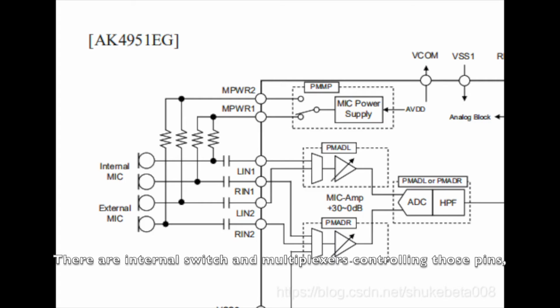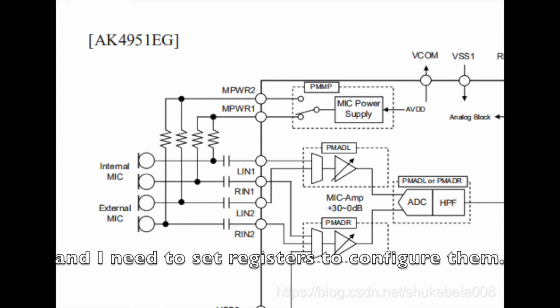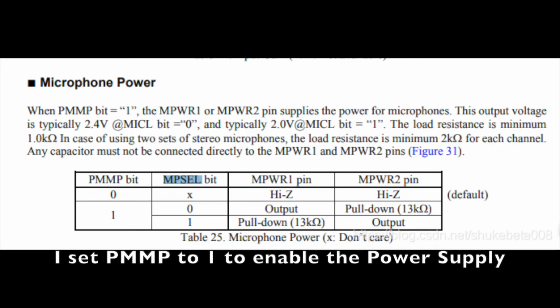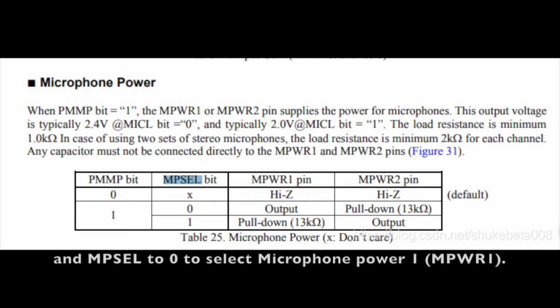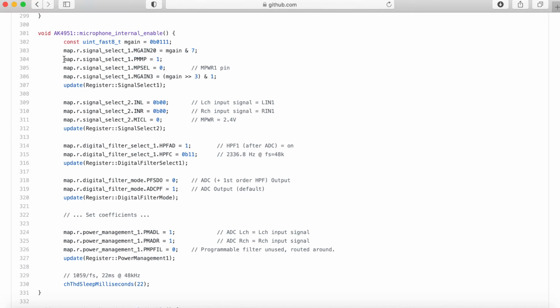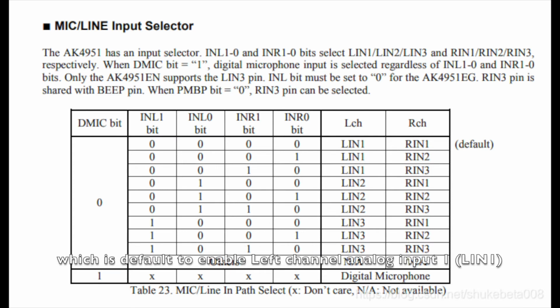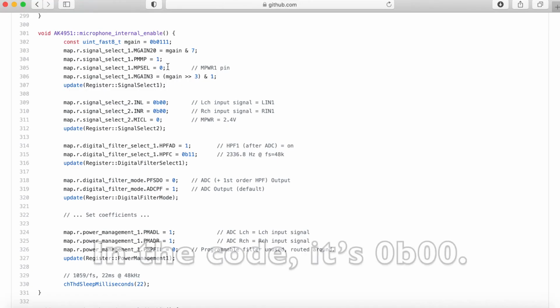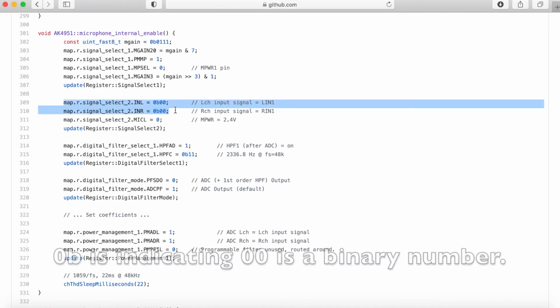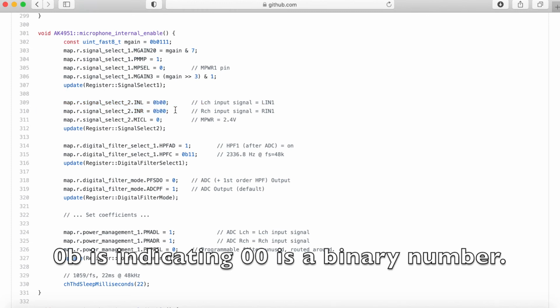There are internal switch and multiplexers controlling those pins, and I need to set registers to configure them. I set PMMP to 1 to enable the power supply and MPSEL to 0 to select microphone power 1. Then I set INL and INR all to 0, 0, which is default to enable left channel analog input 1 and right channel analog input 1. In the code is 0b00. 0b is indicating 00 is a binary number.